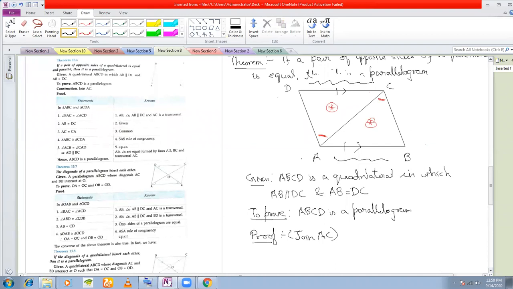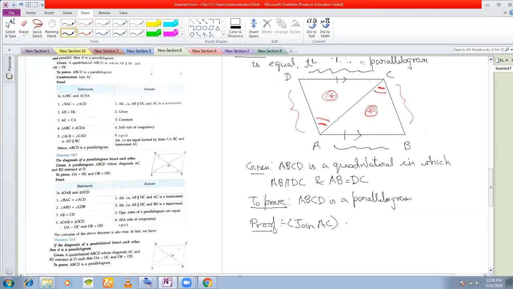That is what I'm going to prove here. Why am I proving the congruency of these two triangles? I'm proving the congruency of these two triangles to prove that these two angles are equal. And once these two angles are equal, I say that these are alternate angles, and therefore this must be parallel to this. So that is what I'm going to prove. So what I'm going to show is congruency first in triangle ABC and triangle ACD.